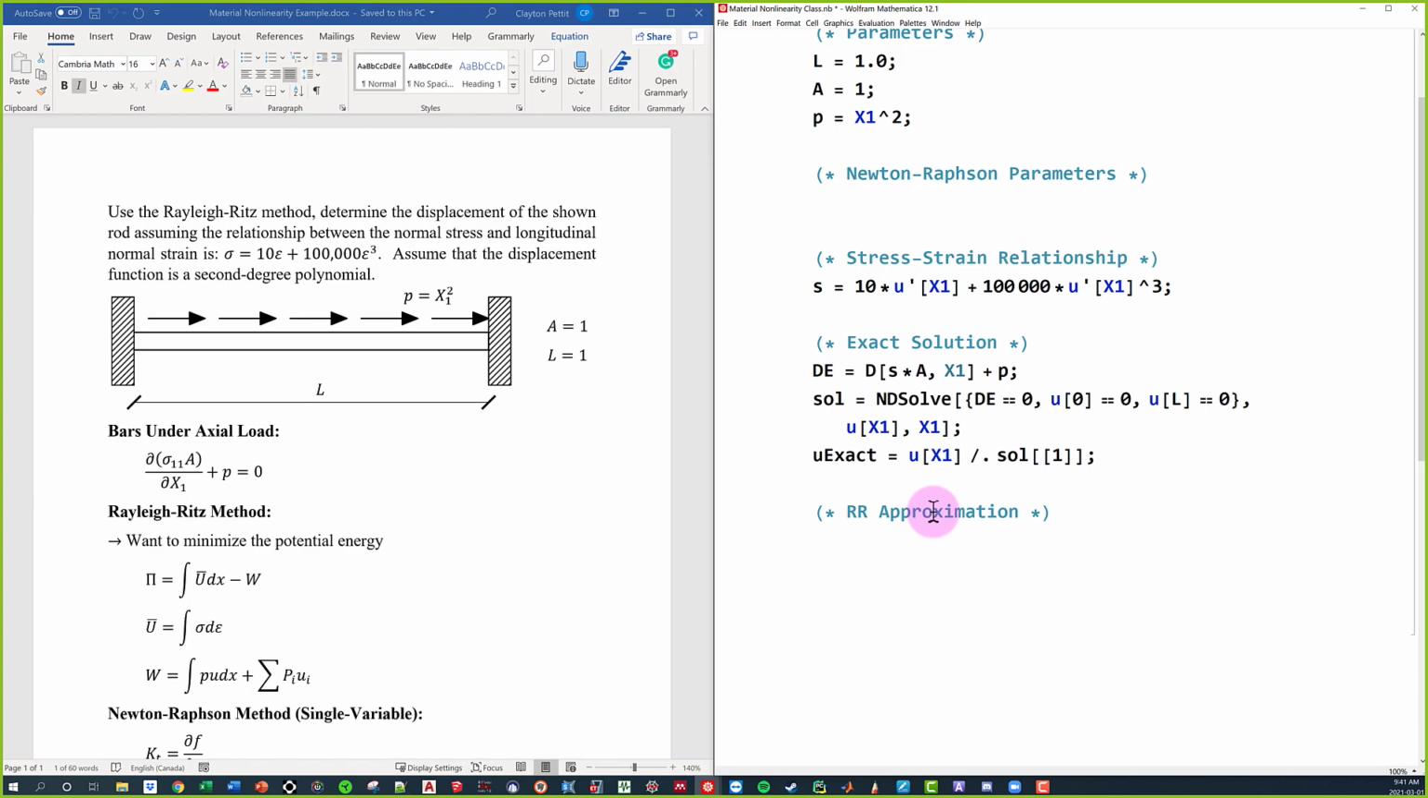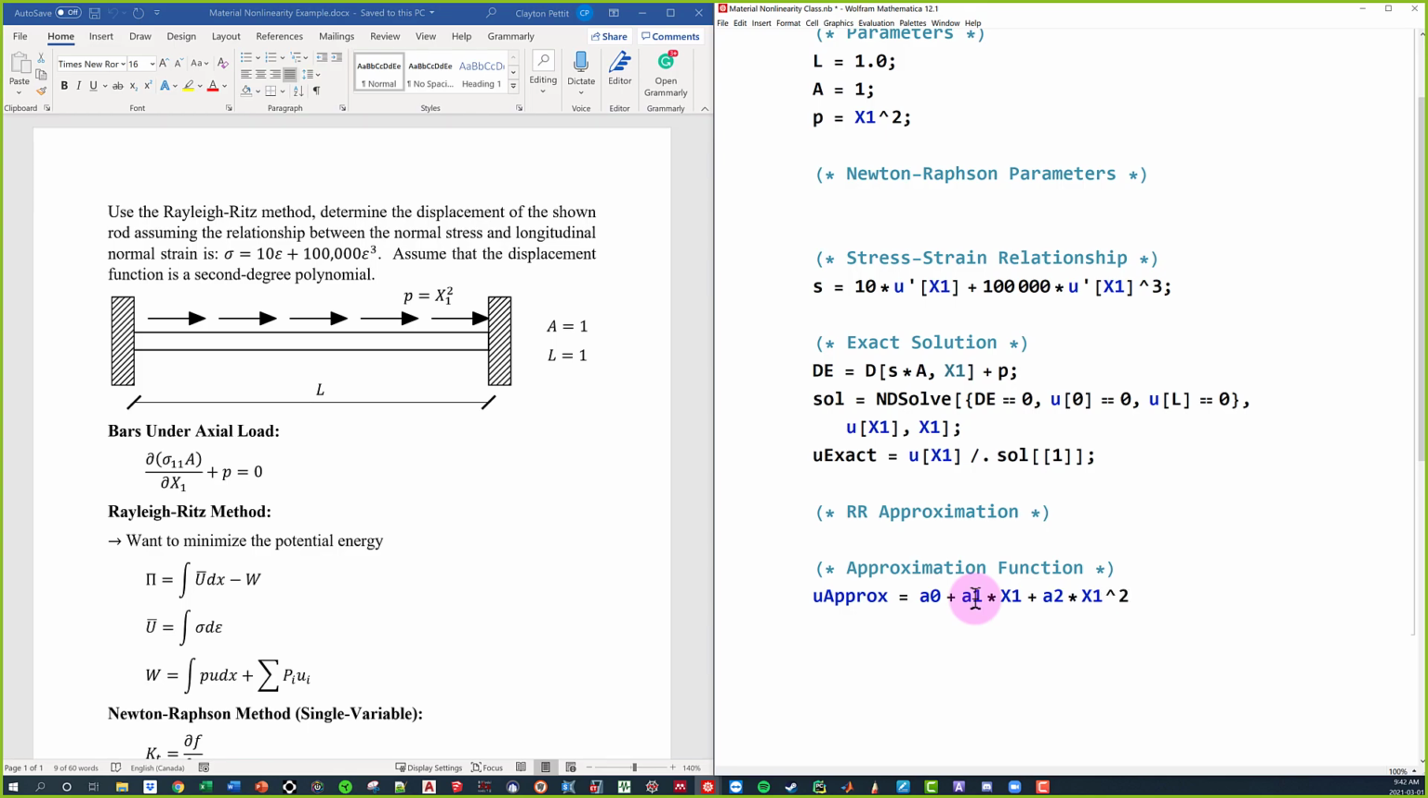Exactly, we need to define our displacement function. So as a first step, I'm going to call it my approximation function. Now, if we look at the question here, it says, assume that the displacement function is a second degree polynomial. So we're already given what we should do. So I'm going to go u approx is going to be equal to a naught plus a1 times x1 plus a2 times x1 squared.